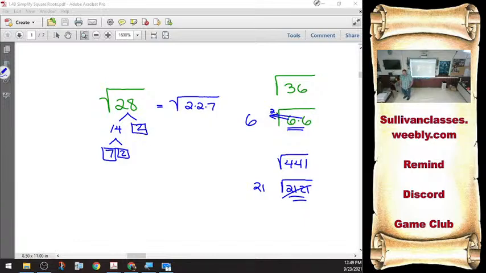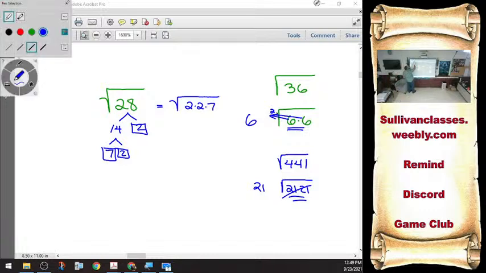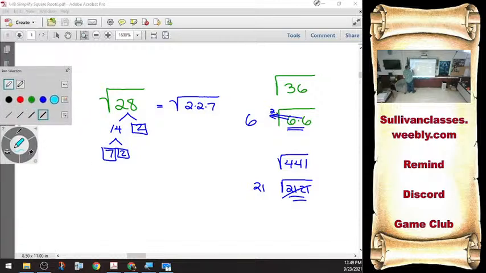Kind of look familiar? I hope. Factor trees? Oh, no. I remember this somewhere. I just can't remember. Okay.